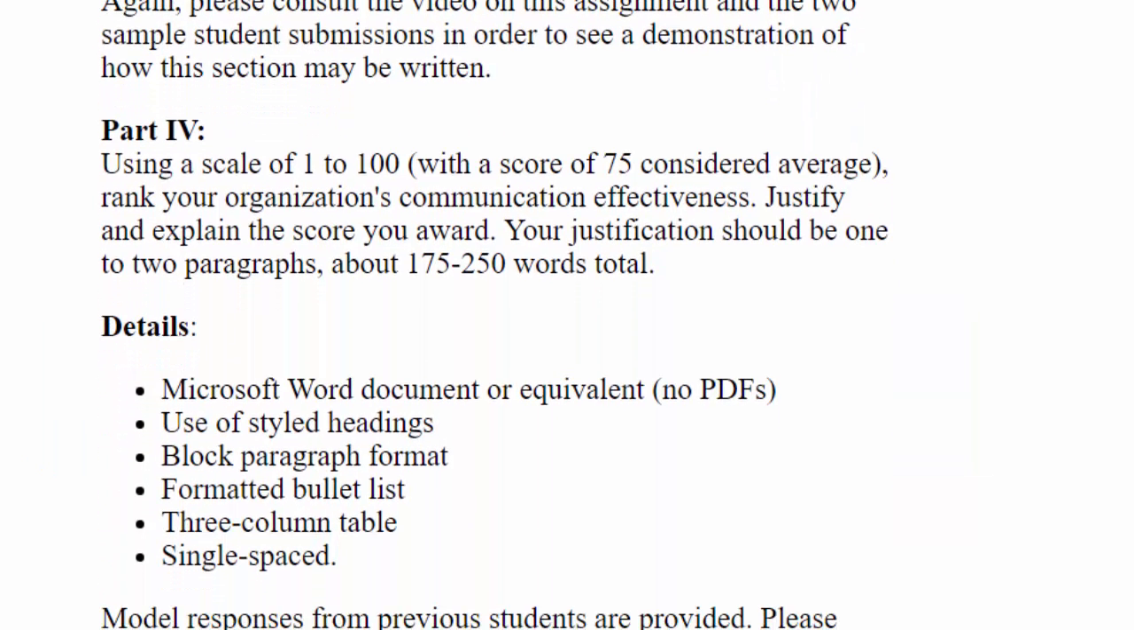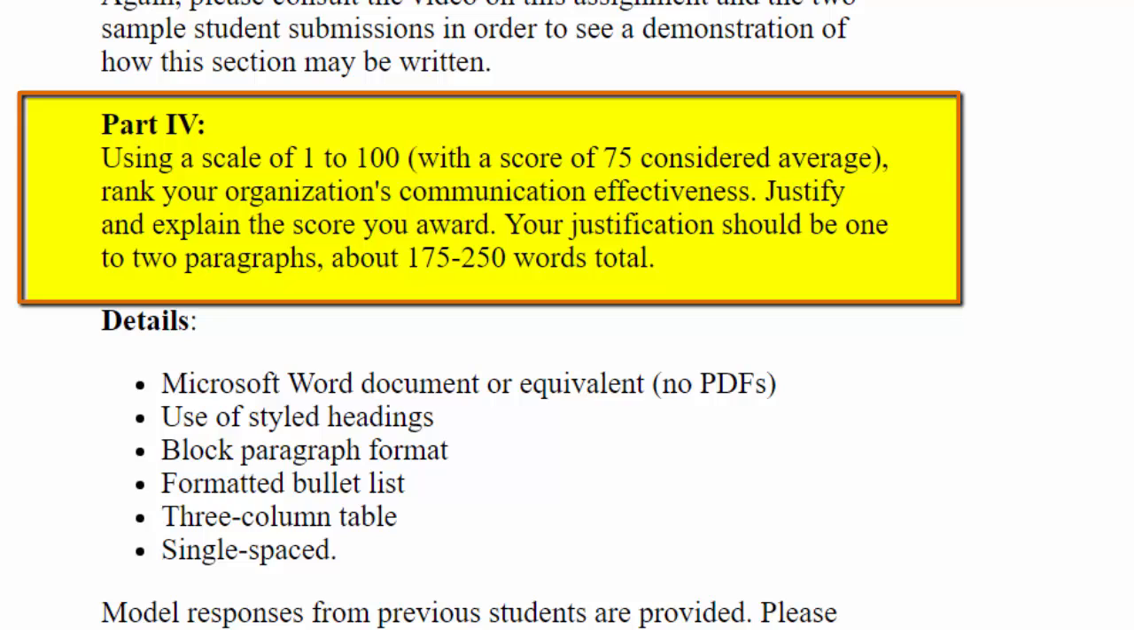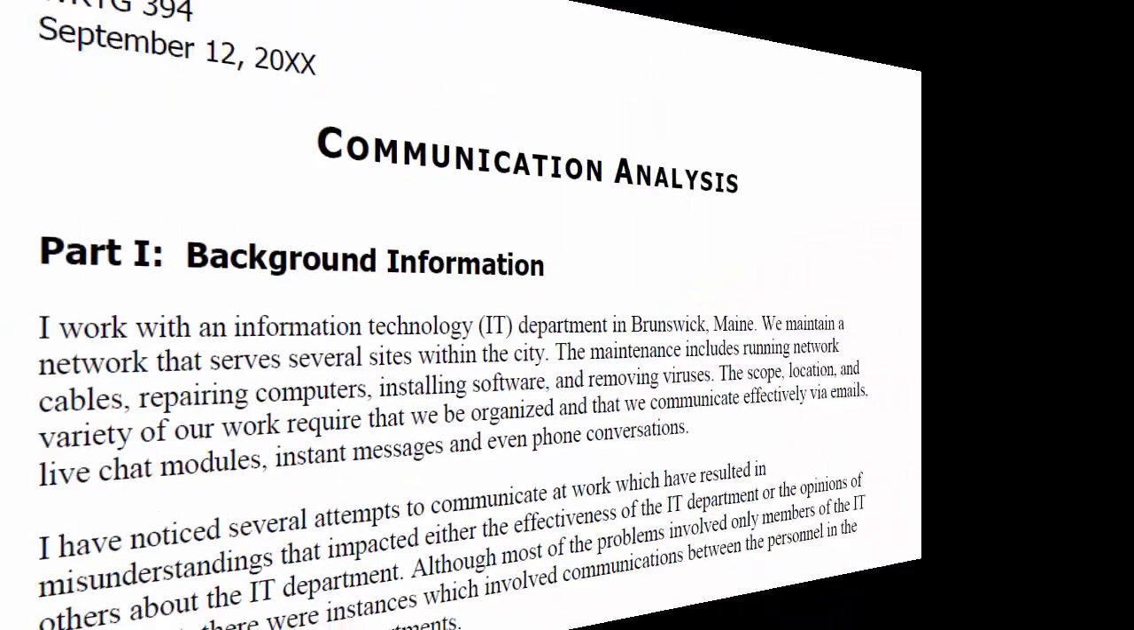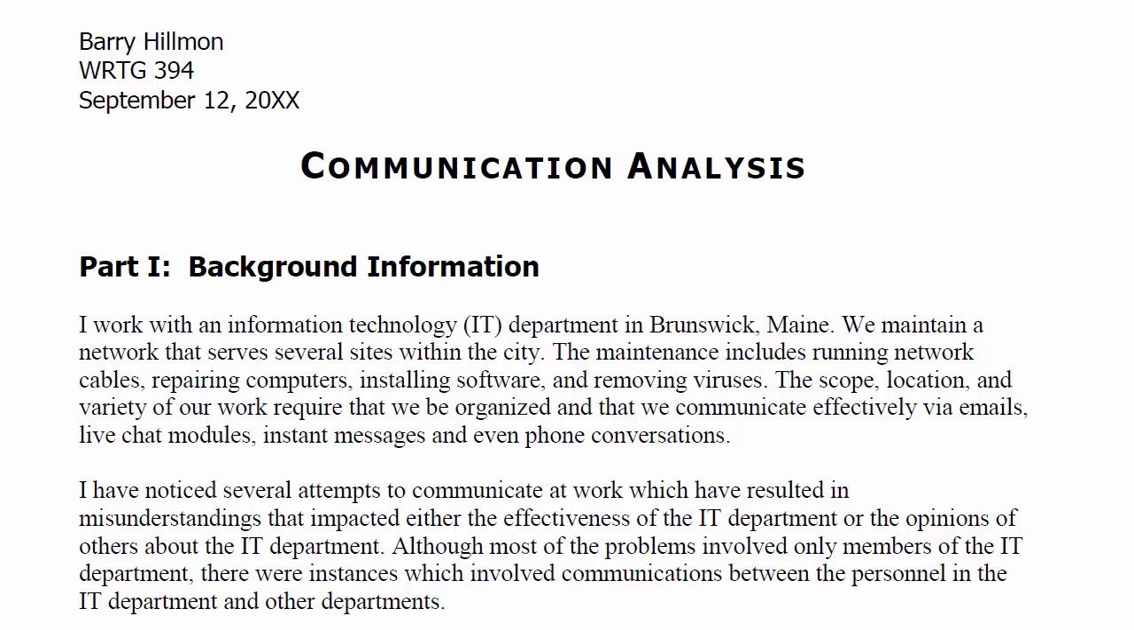Now, the last part is part 4. And in part 4 of this paper, you're going to use a scale of 1 to 100, with 75 in the middle or average, to rank your organization's communication effectiveness. After you've done that, you then need to devote a couple of paragraphs to justify or explain the score that you award. Okay, let's take a look now at this sample paper.